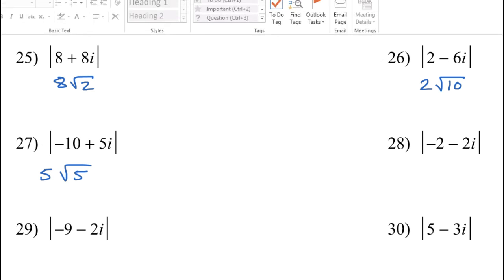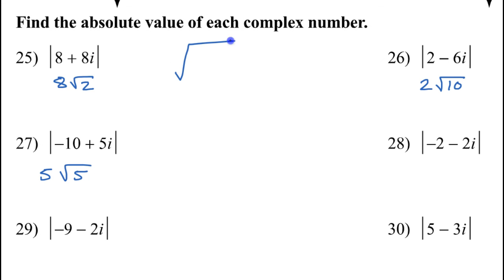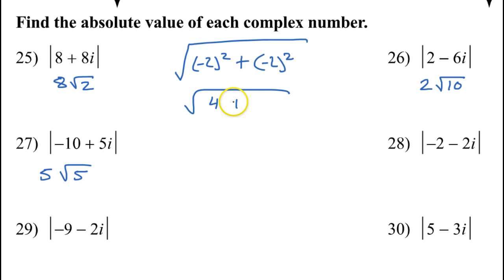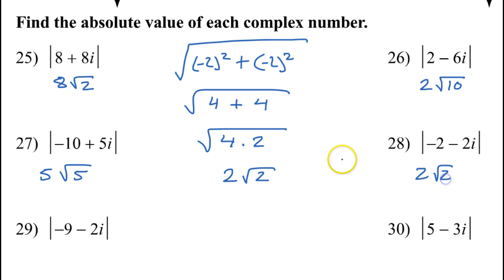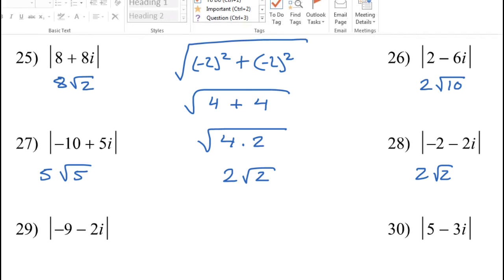Alright, how about number 28? For number 28, I will have the square root of -2 squared plus -2 squared. That's going to be the square root of 4 plus 4. That's 8, also known as 4 times 2. So the square root of 4 is 2, so then I will have 2 radical 2. So that's the answer for number 28.